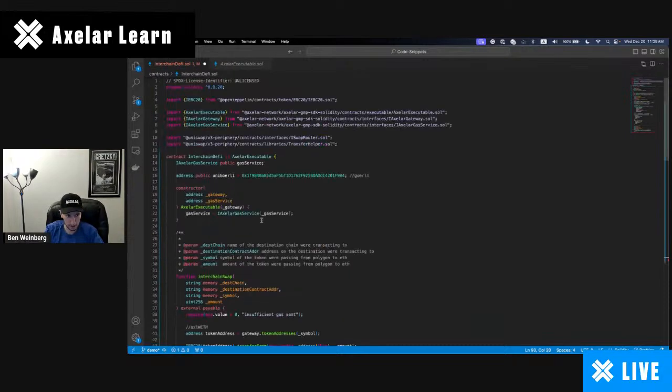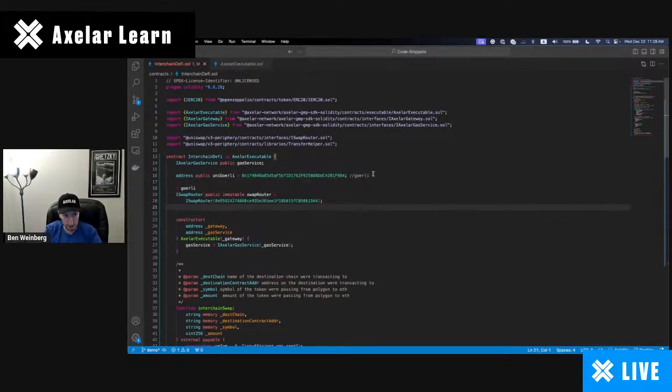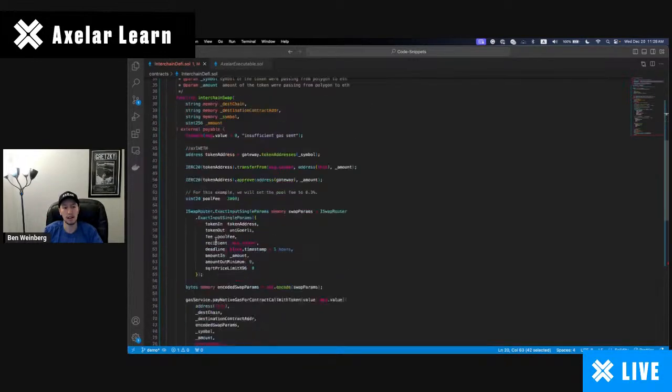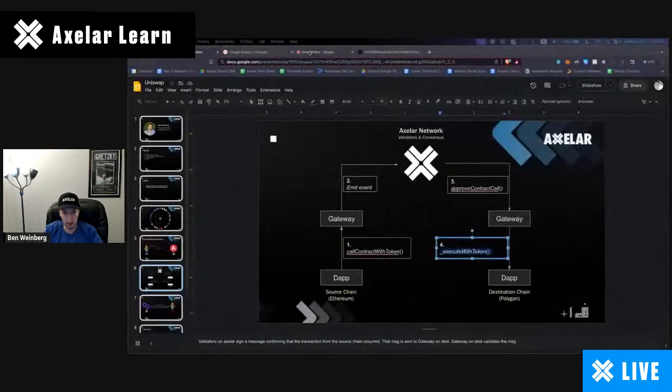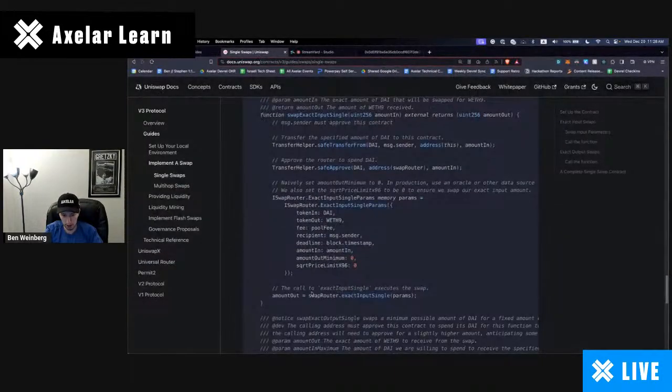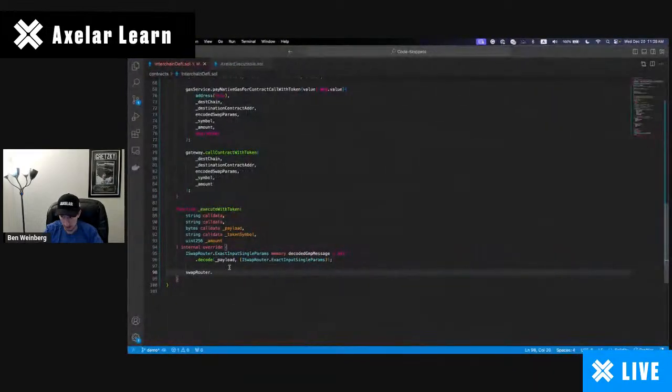Let me actually, I don't think I put that in here. I'm just going to hard code this swap router. This is Uniswap's address. Keep this here. So this is the address of the Uniswap swap router on Goerli, where we're actually going to be conducting the swap. So with our swap router, we're going to be executing this function from our Uniswap documentation, exact input single.